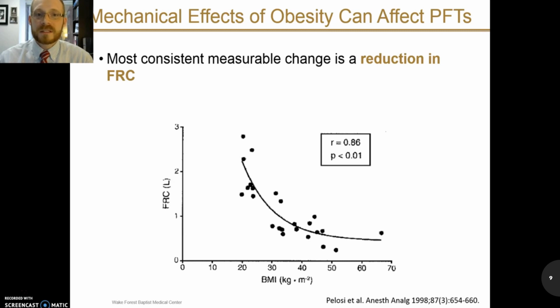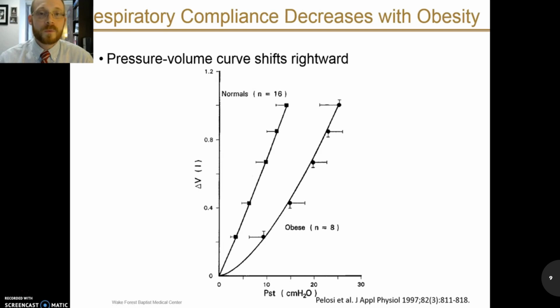The most consistent measurable change for patients that are obese is a reduction in the functional residual capacity. This graph shows the decrease in functional residual capacity with an increasing BMI. Another way to conceptualize this is that the respiratory compliance has been decreased. There's a shift of the pressure volume curve towards the right in the obese individual. In other words, it takes more pressure to generate the same change in volume.